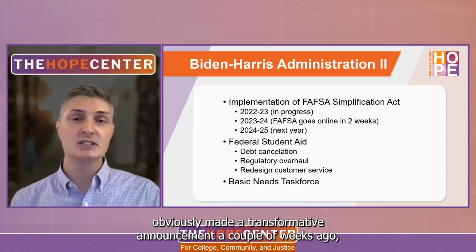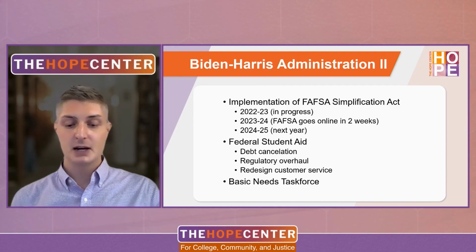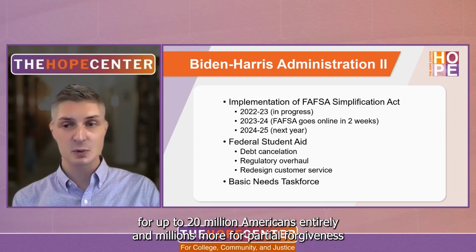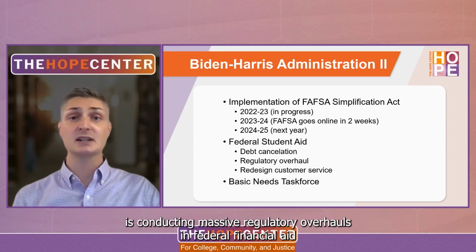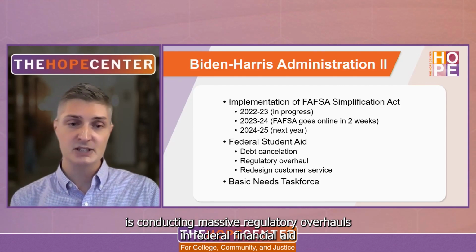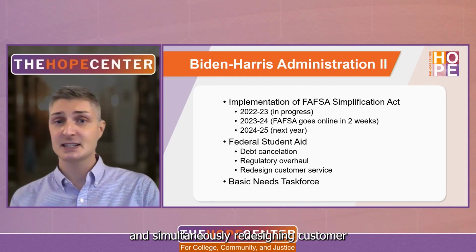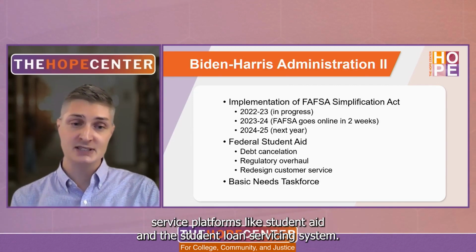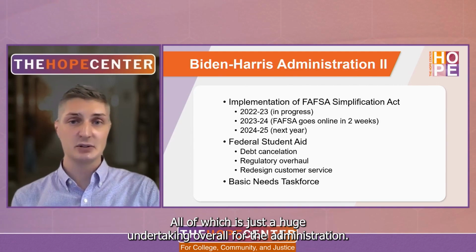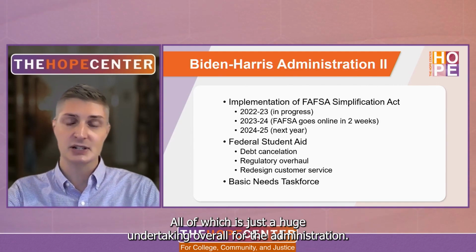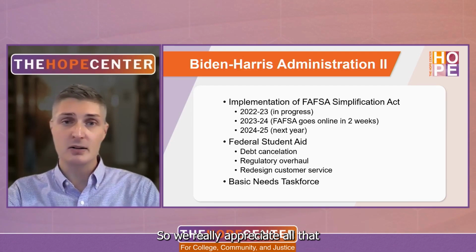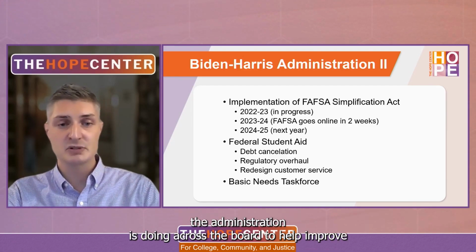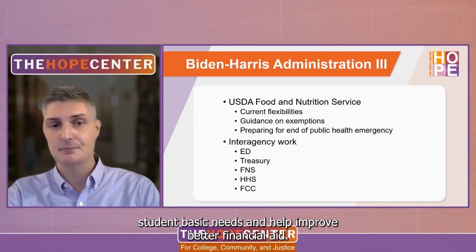The president obviously made a transformative announcement a couple of weeks ago, providing debt cancellation for up to 20 million Americans entirely and millions more for partial forgiveness. The department is conducting massive regulatory overhauls in federal financial aid, and simultaneously redesigning customer service platforms like studentaid.gov and the student loan servicing system, all of which is just a huge undertaking overall for the administration. So we really appreciate all that the administration is doing across the board to help improve student basic needs and help improve federal financial aid.